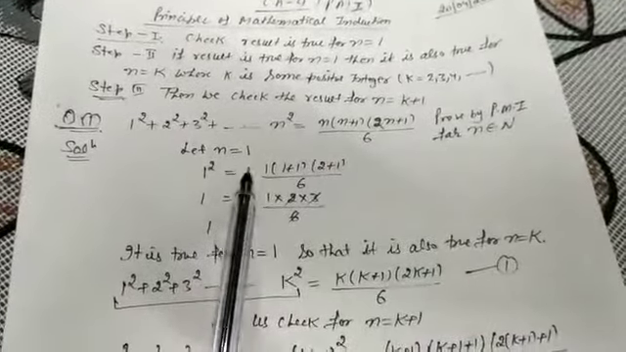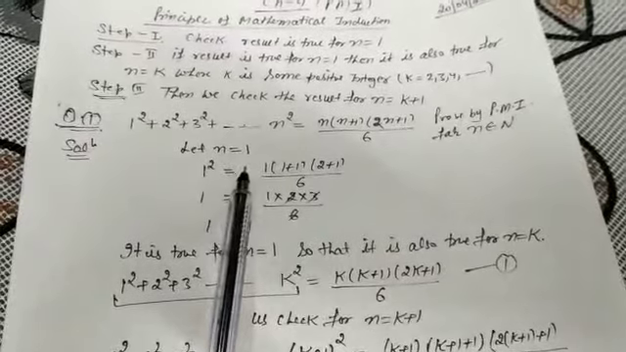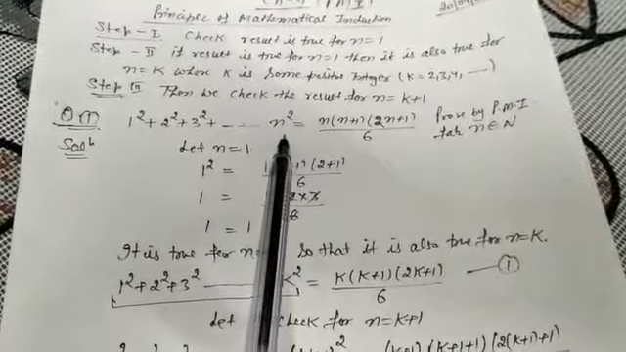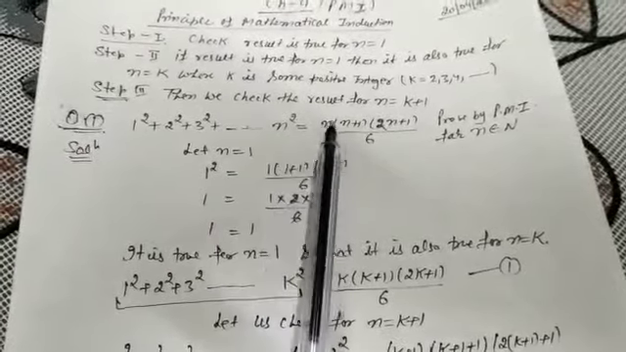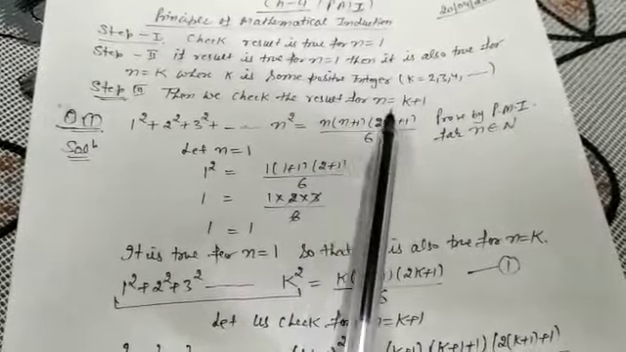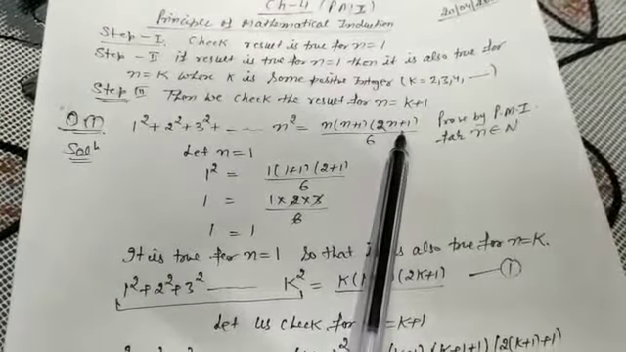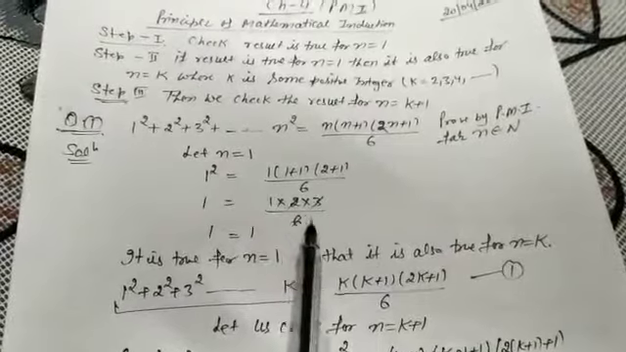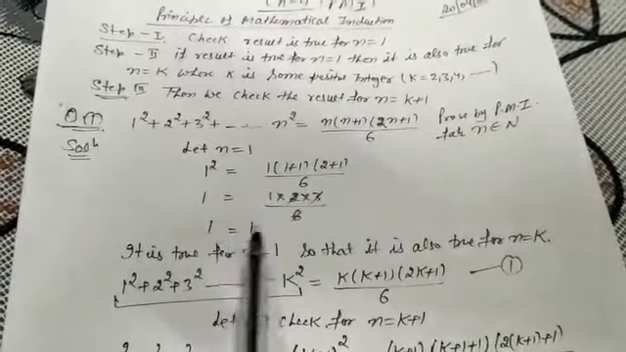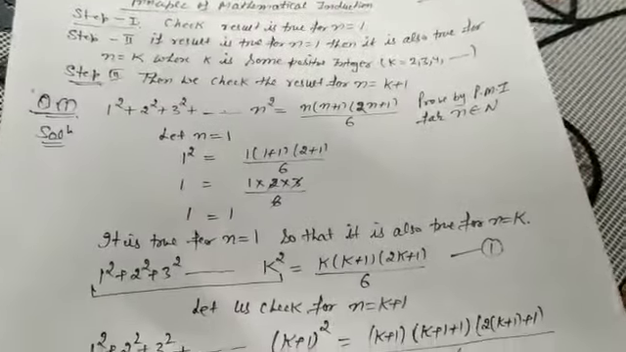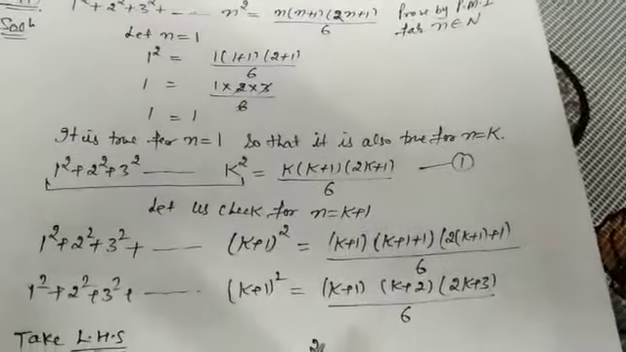Our first step, let n is equals to 1. So we substitute 1 in place of n. 1 square is equals to 1, 1 plus 1 is 2, 2 into 1 is 2 plus 1 is 3 upon 6. After simplification we get 1 is equals to 1. So we can say this result is true for n is equals to 1.